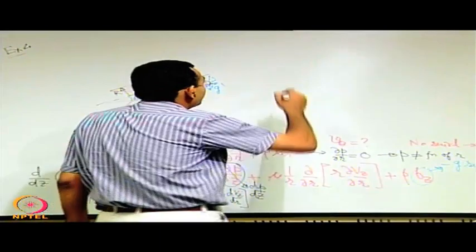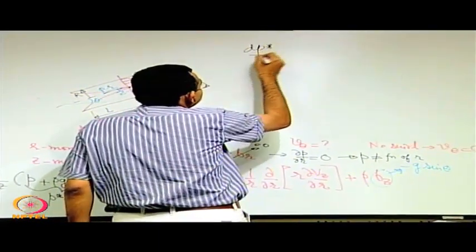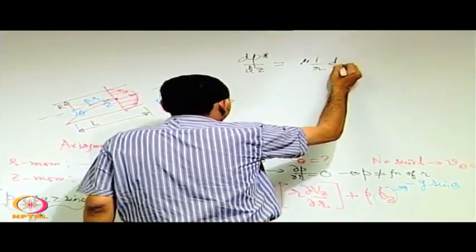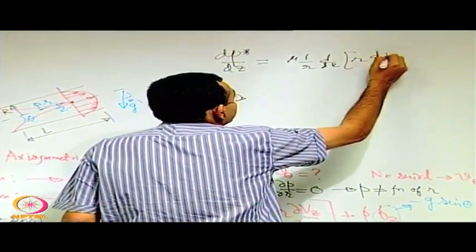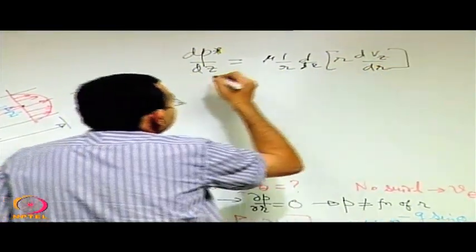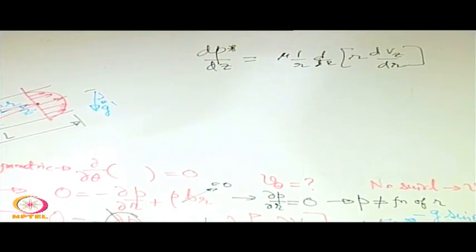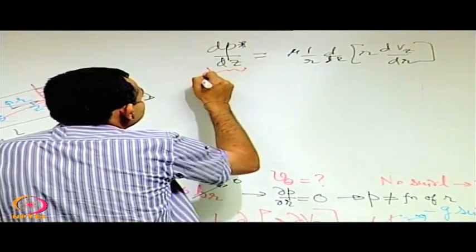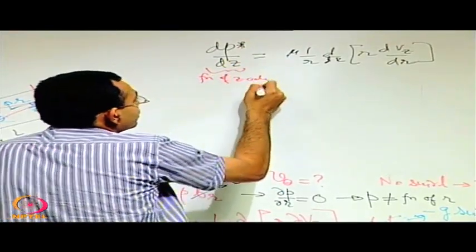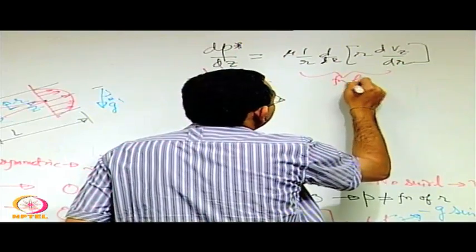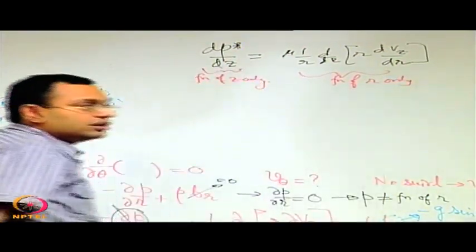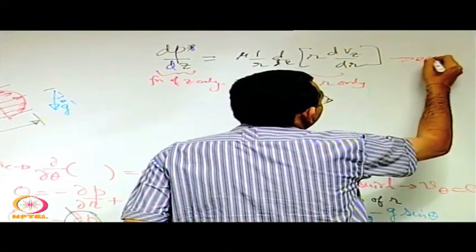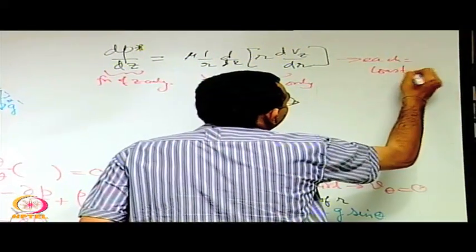We again have an equation where dP star dz is equal to mu into 1 by R d dr of R dvz dr, where the left hand side is a function of Z only, and the right hand side is a function of R only. So this is a function of Z only, this is a function of R only, and again this may be valid if each is a constant. So each is equal to a constant, say C.